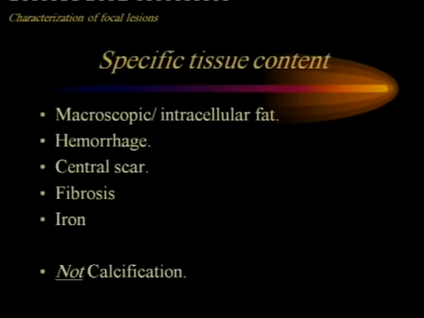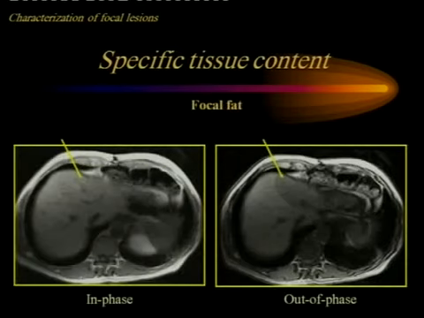The other aspect to look at is the specific tissue content of the lesion. And MR is actually very good at doing this, because you're able to detect the presence of fat. You can characterize the presence of hemorrhage, looking at whether there's a central scar or fibrosis or iron. All of this can be fairly accurately characterized by MR imaging. But as I mentioned before, calcification is a weakness.